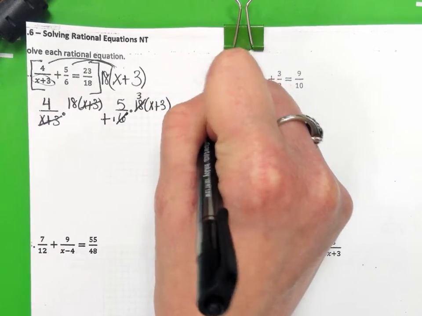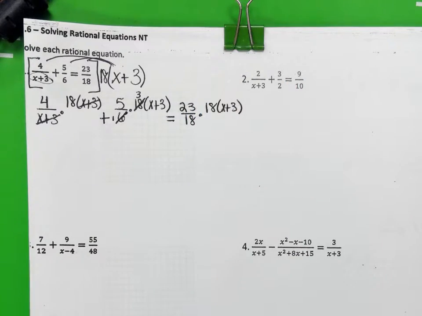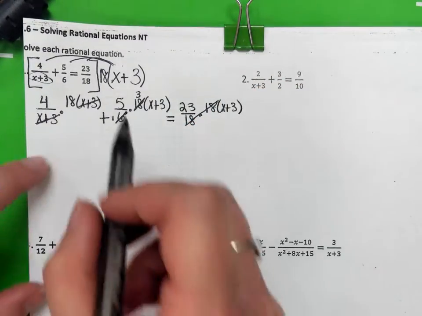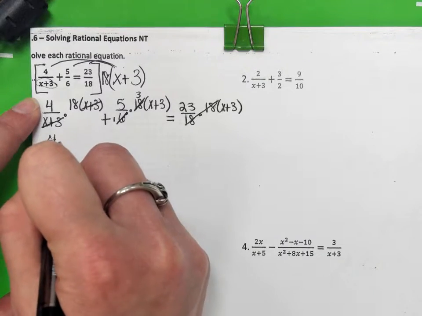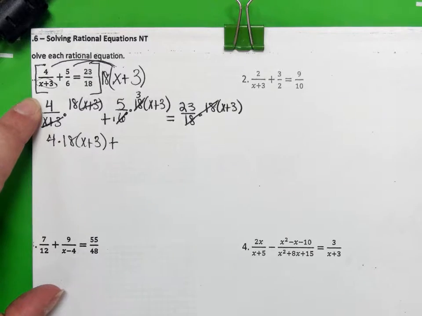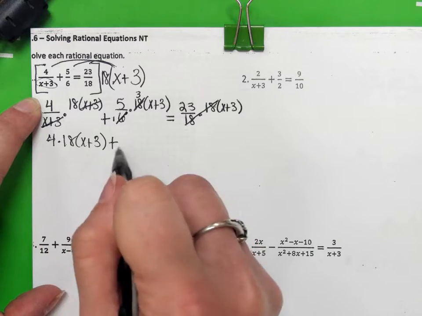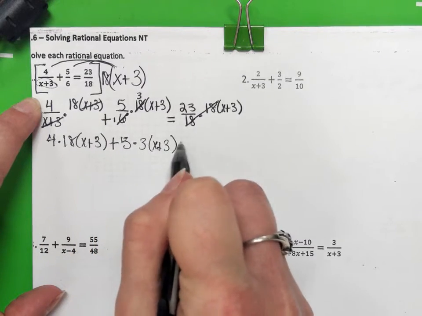And we're going to multiply it by 18x plus 3. So the reason we did all of this is because now we don't have any more denominators because these 18s cancel out. See, now my denominator's gone. There's nothing there on the denominator. I have 4 times 18 x plus 3 plus, same thing here. My denominators all went away here. So I have 5 times 3 x plus 3 equals, yes ma'am.